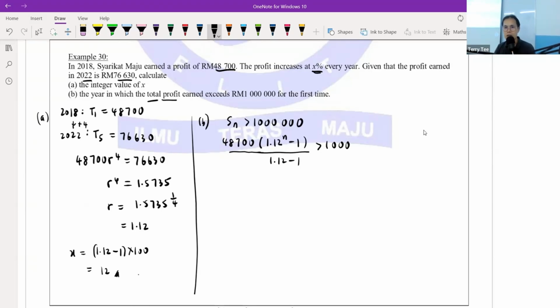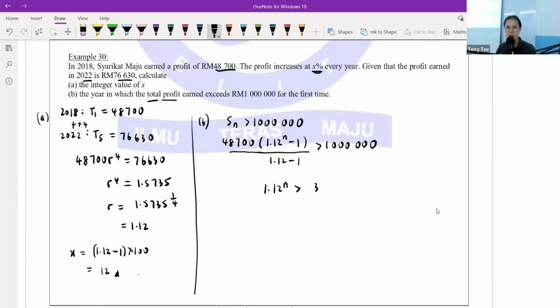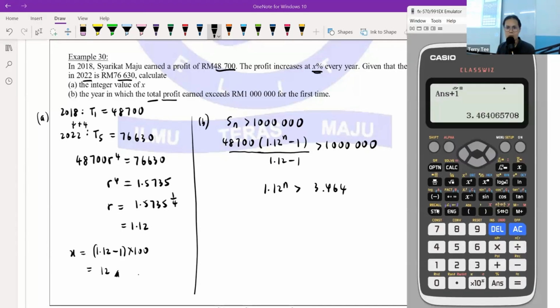More than 1 million. So let's take 1 million, more zeros here, and divide by 48700. Then you multiply by 0.12, you know 1.12 minus 1 is 0.12. Whatever you get, I plus 1 straight away. So this one is 3.464. So 1.12 power n is more than 3.464. You want to put one more decimal point? Go ahead. So we know we can't solve this directly.